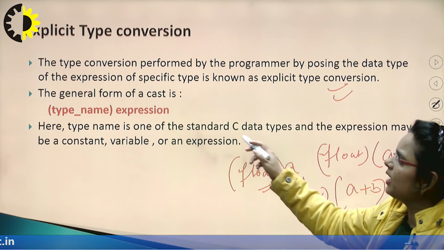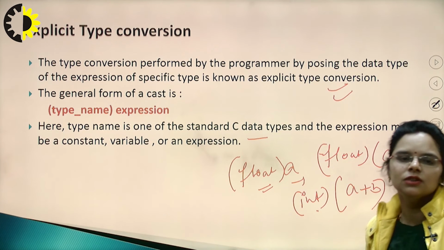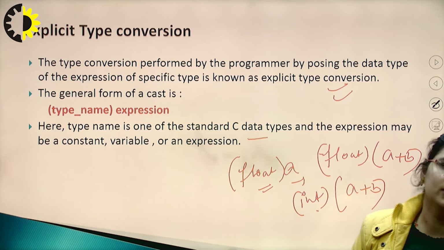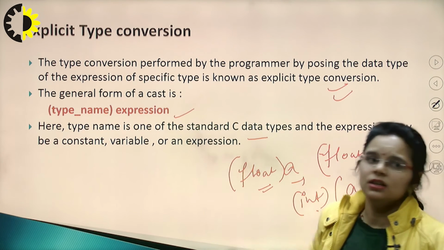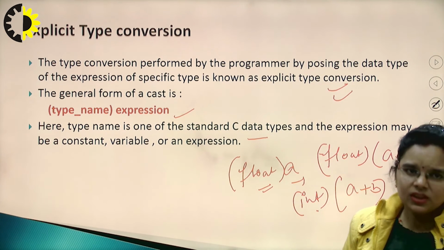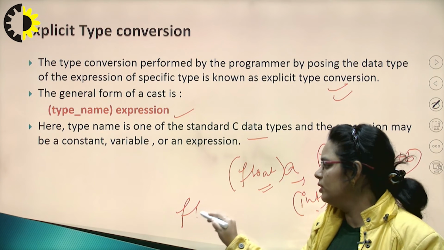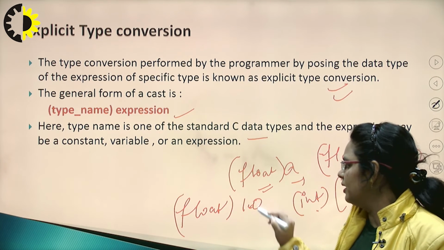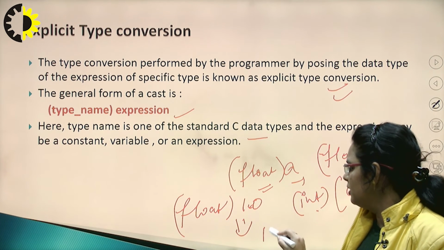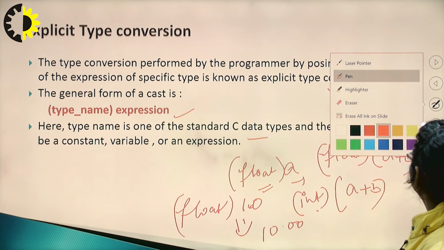Here the type name is actually a standard C data type, whatever data type we are using: integer, float, char, double, long double, whatever. And the expression could be a constant, a variable, or an expression. So if we write float 10, then the resultant value of this would be 10.00. I just hope this is clear.